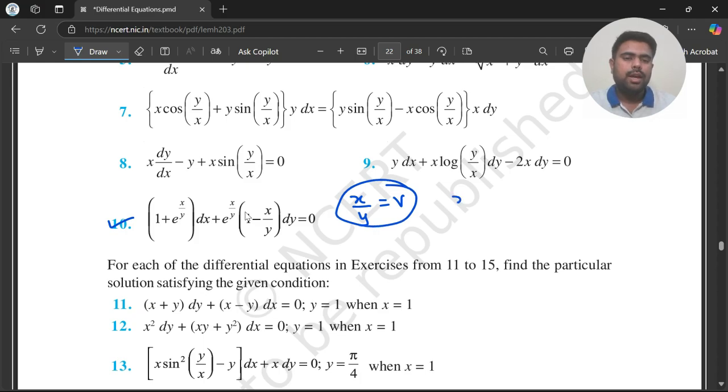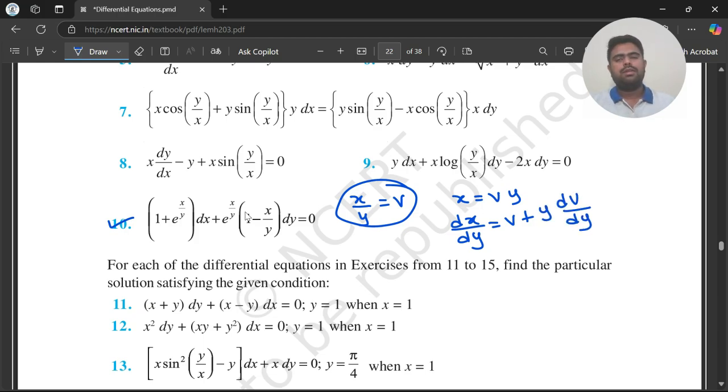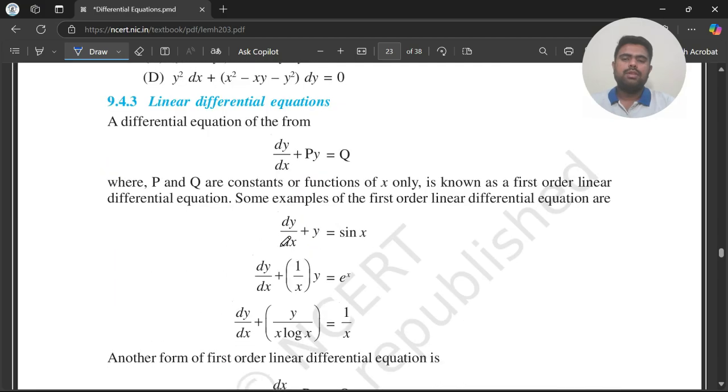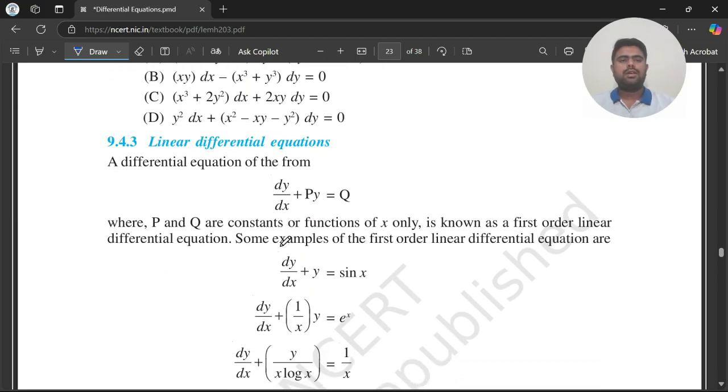And then x will be equal to vy. You will have to differentiate with respect to y. You will get dx by dy equal to v as it is, derivative of y is 1, plus y as it is, derivative of v is dv by dy. And then the remaining things will follow. You will have to separate out the v and y, integrate with respect to v, integrate with respect to y, and then substitute v equal to x by y back. So this is all about the homogeneous differential equations. In the next lecture, we will start with the linear differential equations.